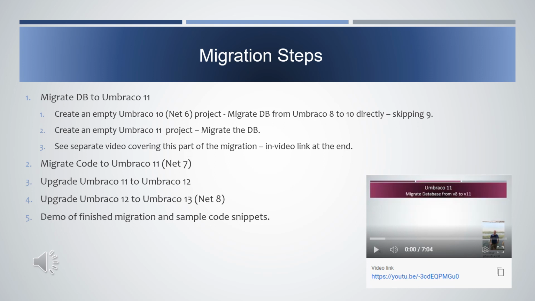With the Umbraco 11 migration complete, NuGet packages are simply updated first to Umbraco 12 and then to Umbraco 13, which targets the .NET 8 framework. The .NET 7 target framework must be updated to .NET 8 in the Visual Studio project files. A demo of the migrated site is given and some sample code is listed.